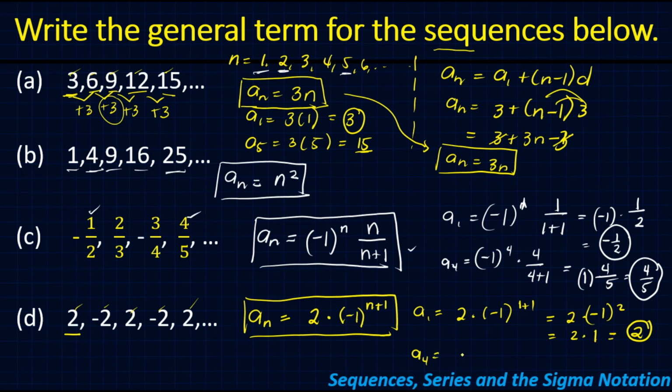Okay, a sub 4 is equal to 2 times negative 1 raised to, ang n natin is 4, so 4 plus 1. Then it is equal to 2 times negative 1 raised to 5. Okay, so negative 1 raised to 5, meaning negative 1 times negative 1 times negative 1 times negative 1 times negative 1. So, kapag odd ang ating exponent, ang magiging sign natin is negative. Okay, so 2 times negative 1, the answer is negative 2.